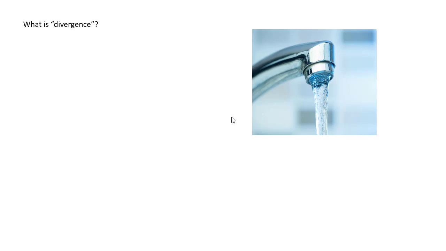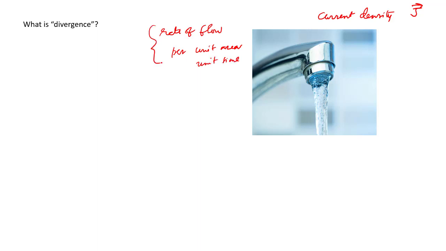We can describe this in terms of its current density. And by current density, we denote it with J, a vector. It is a measure of the rate of flow of water across a surface per unit area per unit time. So this current density is a measure for the rate of flow.